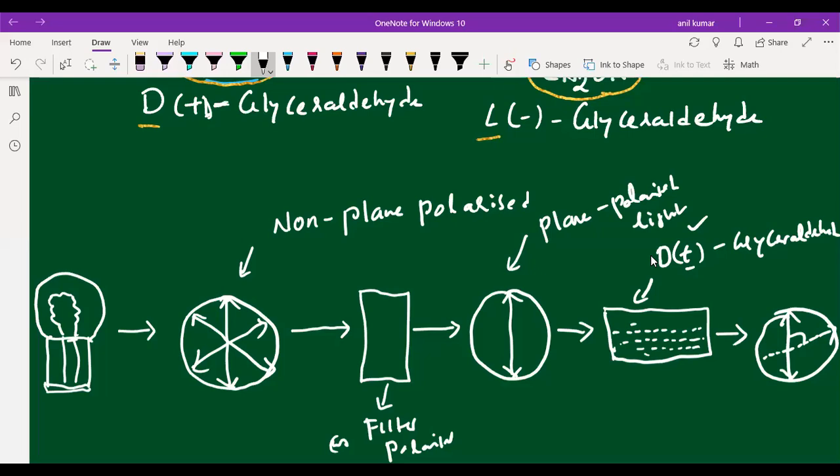And if you take L minus glyceraldehyde in this compartment, to which side direction will it rotate the plane polarized light, students? It will rotate to the left side direction.